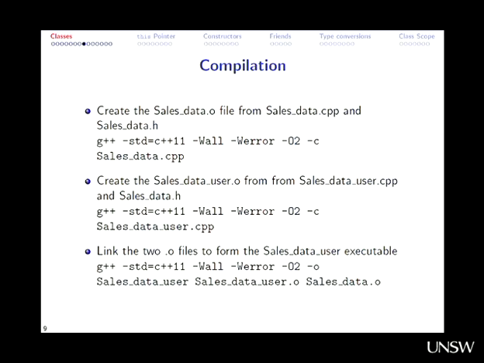The second line of that is to create the sales data user code, so the user code object. And so that's using the usercode.cpp file and, again, your interface, your .h file. Okay, so now we've got two object files we've compiled, and then we link them together into a final executable. Okay, so it's a multi-step process.